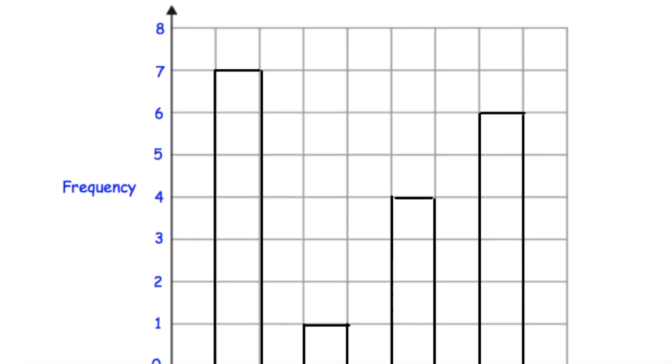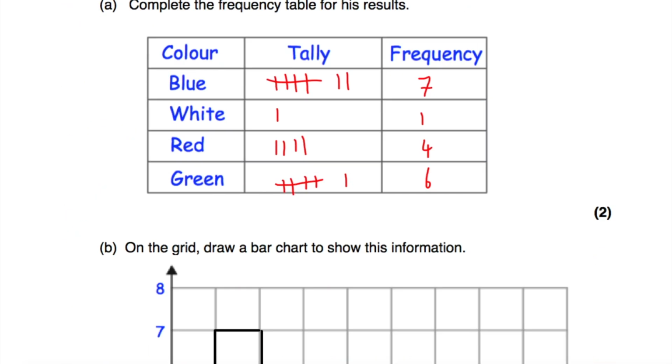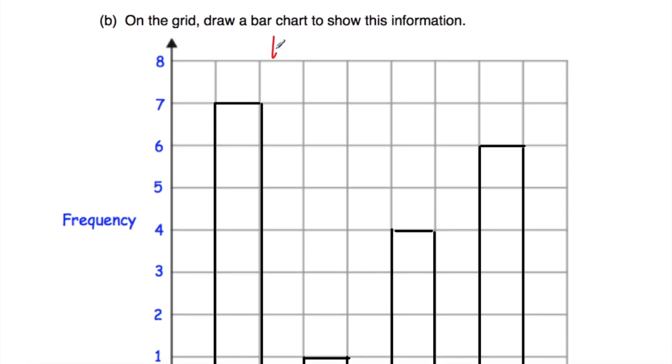And actually just one more thing. I'm just going to put a title on our bar chart. Here we've got the bar chart to show favourite colours. So I'm going to write that down. And that's it. I'd like to include a title on my bar charts.